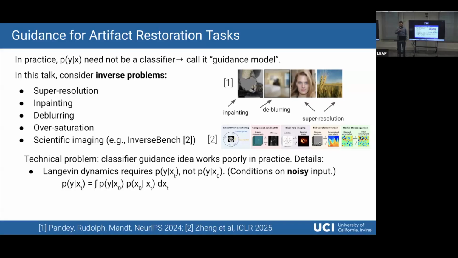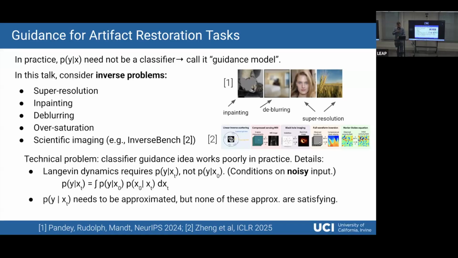So how are these two connected? Well, they're connected through this formula. P of y given xt is essentially the convolution, or the integral, of P of y given x0, your noise-free classifier, times P of x0 given xt, in other words, the posterior distribution over noise-free images given your noisy image. Sorry, this should actually be integrated over x0 here. So you integrate over all possible images that are plausible reconstructions, plug them into your classifier, and then the marginal of that would be the object that you need.